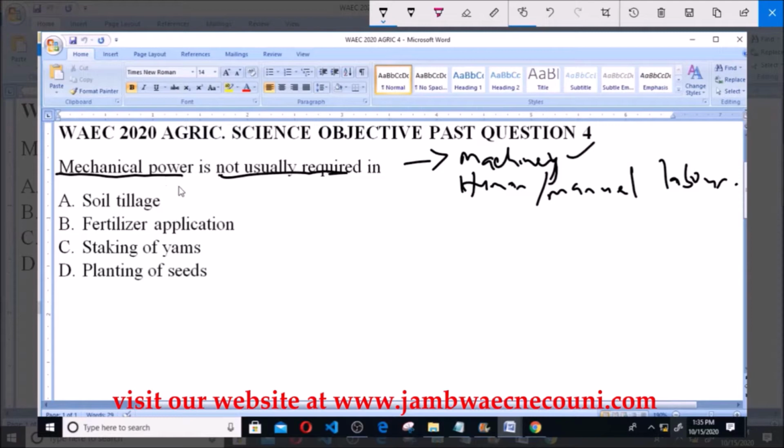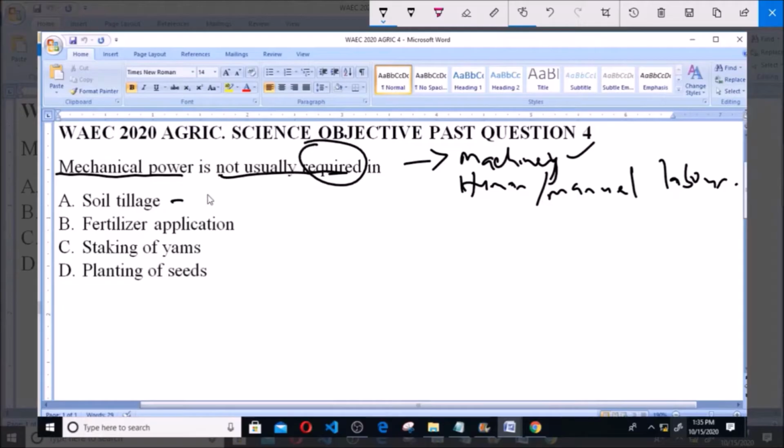Now option A says soil tillage. Now for soil tillage, it actually usually requires machinery, as you have machines such as plows, subsoilers, ridgers, etc. that can be used for this function. So as we have established, mechanical power is usually required, so it is not the answer to the question.